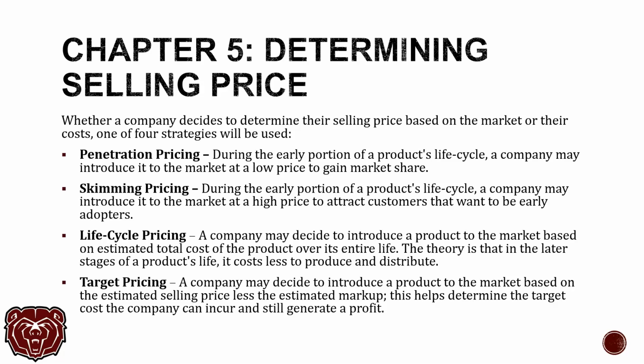And then finally, we have target pricing. So target pricing is when they introduce the product and they base it on estimated selling price less the estimated markup. So this essentially helps them to determine what the cost should be that we can incur and still generate profit. This is kind of maximizing, right? Any of you that play video games are probably familiar with the term min-maxing, and that's exactly what target pricing is. They are min-maxing that target price so that they get the most profit at the lowest cost.